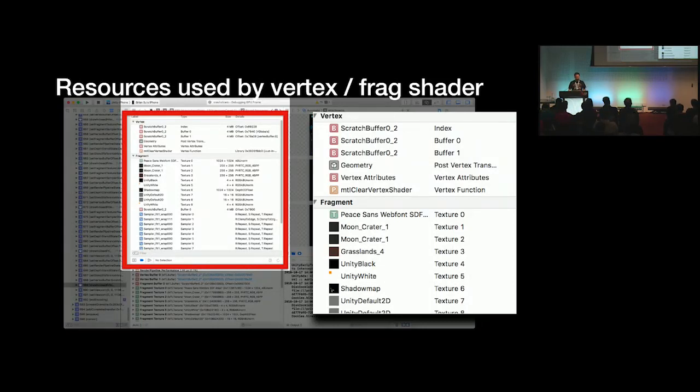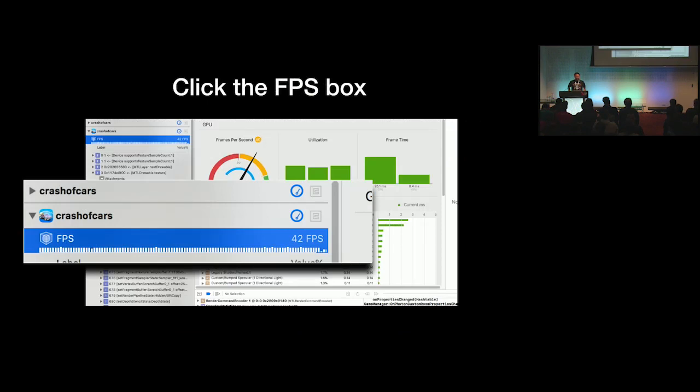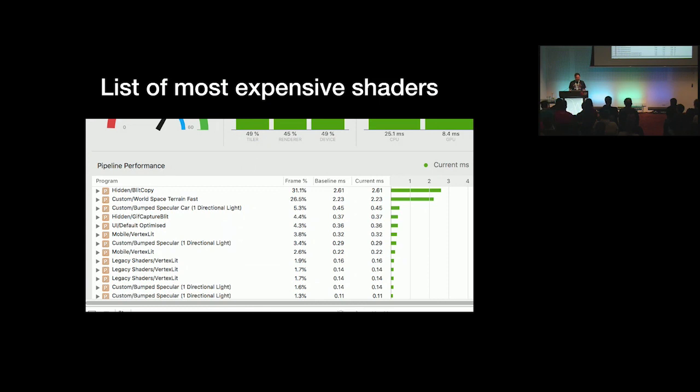So what you're going to do is, once you open that up, scroll up to your top left, and you'll see something called FPS. If you click that, it will give you a really nice view of every single shader being used for that current capture and how many milliseconds they are using. So you can see we have two heavy ones, hidden blit copy and the terrain shader.